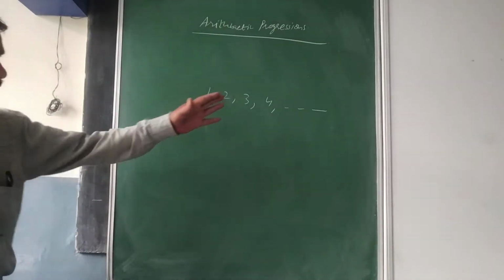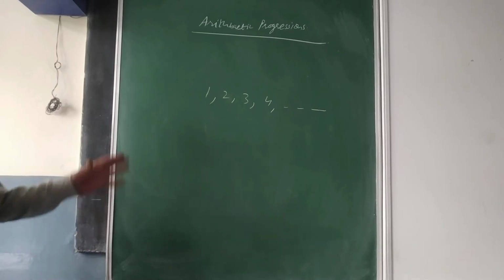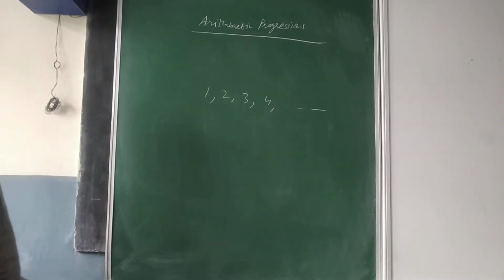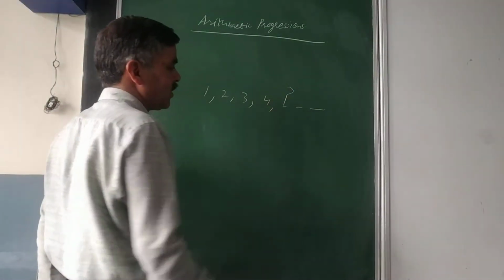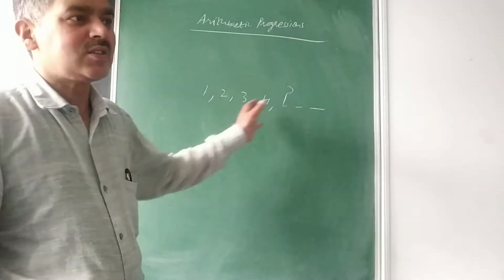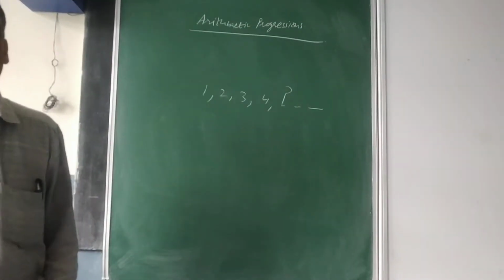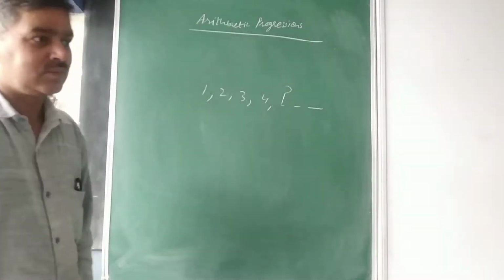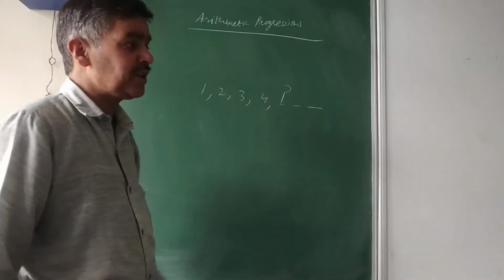Don't you think I am following a pattern? And what is that pattern here? I am just writing the natural numbers. So if I put a question mark here, everybody will raise their hand and say, sir, the next number immediately will be 5. What is that? That is your observation. You observe immediately, because these are the counting numbers.